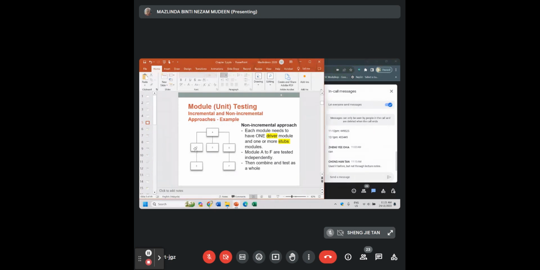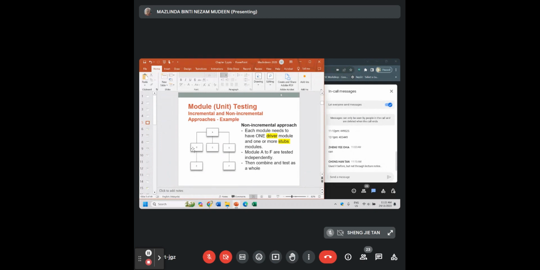Module B is actually in the middle of A and also E. So in that case, for me to do the testing, I need a driver which will act as module A, and I need a stub which will act as module E for me to do the testing.